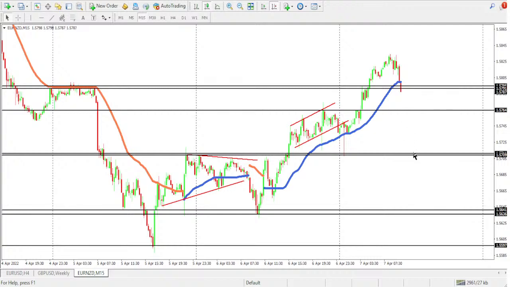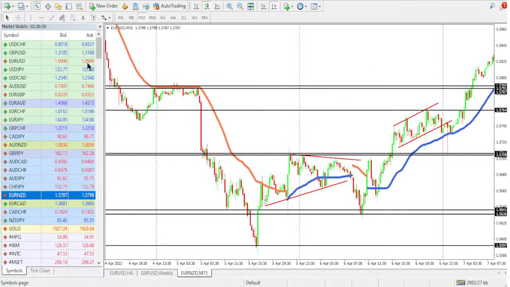The next level is 1.5709. Then the next level is 1.5641. If the price does not break below these two lines, then this will act as a good place to look for a buy from. So I hope that is clear. We'll move to our next chart.